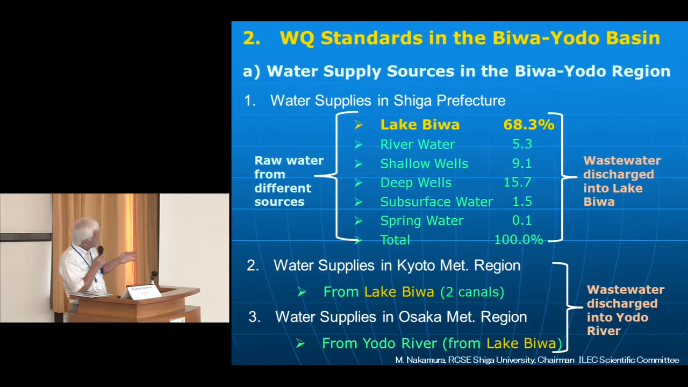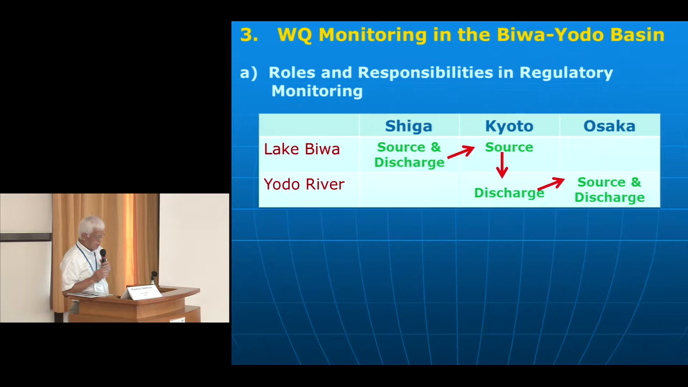But the waters are also used and discharged, wastewater discharged into the lake in the case of Shiga Prefecture, and into the rivers, particularly. For example, the Osaka water supply is only a few kilometers downstream of the wastewater discharge of Kyoto. Okay, so it's very complexly interlinked. Shiga discharge, Kyoto source, Kyoto discharge, Osaka source.